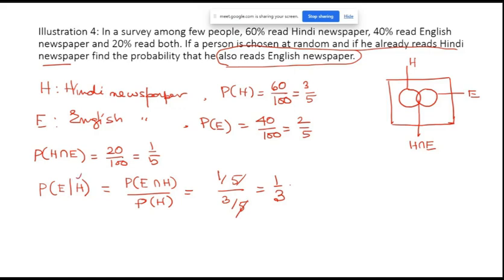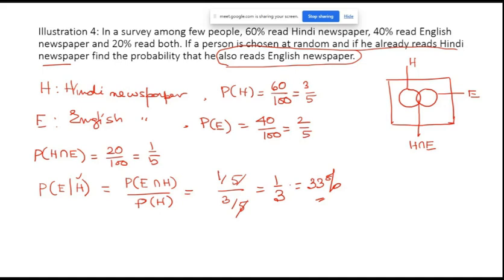So when you start the example, you had an entire population of as many people as there are in the sample space. But when I have introduced the given condition, you are now concentrating only on the Hindi newspaper reading subscribers. And then out of these Hindi newspaper subscribers, how many of them read English newspaper? That probability you have to find out. So that probability is equal to 1/3. That means it is like 33%. 33% of these individuals who read Hindi newspaper also read English newspaper. Okay. Any doubt about this?